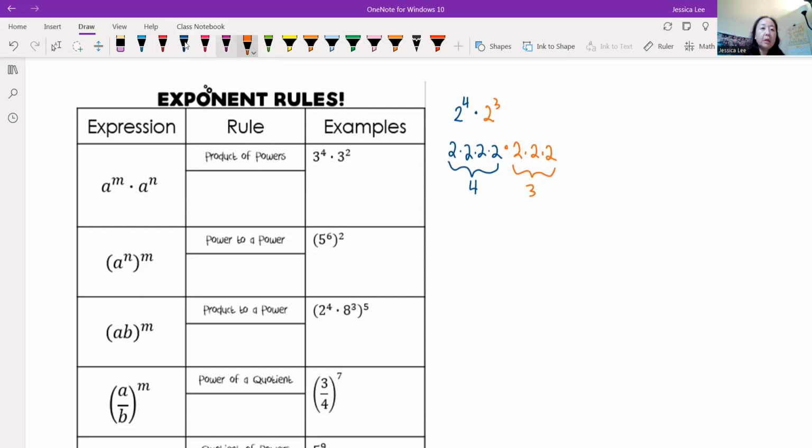So altogether, how many 2's are we multiplying? There are 4 here and 3 here, so that's going to make 7. I'm going to make that green. So it's going to be 2 to the 7th power. So we're saying that this right here is actually equal to 2 to the 7th power, right?